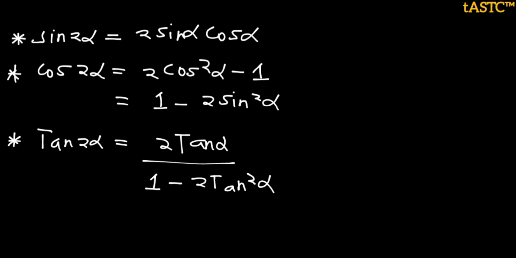Now, what if you do not really have this? What if you need to work something like this, that is a tan alpha divided by 2? How can you actually do it?